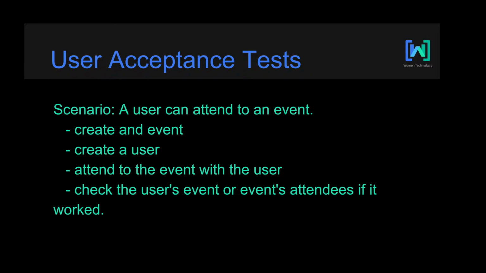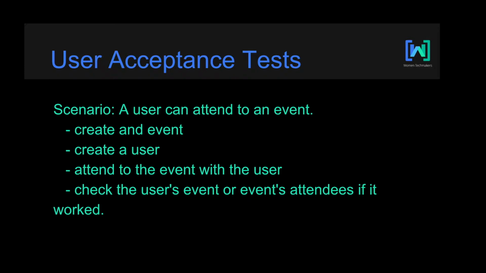I would create an event, I would create a user, and then the user would attend the meetup, and then I would check if the meetup has this attendee, or I would check if the user has this event. Based on how I wrote my code, I can check one of these two things. When you think about it, this is the functionality of your code. What we call this is user stories or user acceptance criteria. So as a user, I expect to be able to attend a meetup.